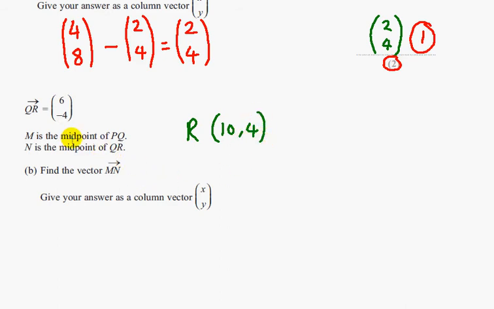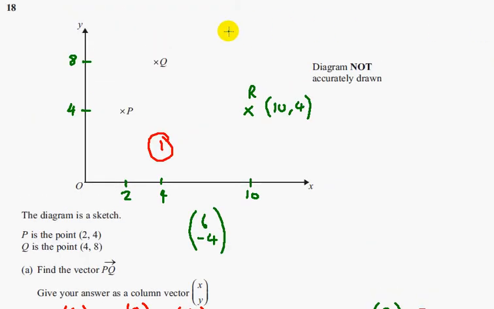Now M is the midpoint of PQ. So if we have a look at PQ, the midpoint is M. If P is at (2, 4) and Q is at (4, 8), I can see that M is going to be in the middle of that, so the x is going to be 3 and the y is going to be 5. So M is going to equal (3, 5). No, sorry, (3, 6), as 6 is in the middle of 4 and 8. So M is (3, 6).